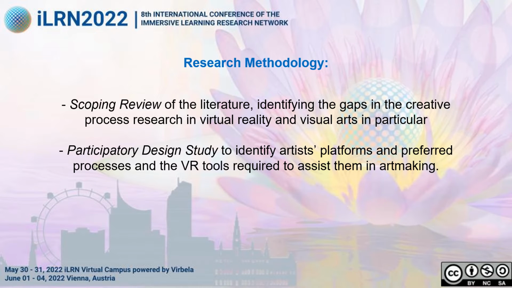The research methodology will be divided in two parts. The first part is the scoping review of literature, therefore the current research on art making and virtual reality, with an aim to identify the gaps in the current research. And the second is a participatory design study to identify the artist platforms and their preferred processes on the conception of an artwork.